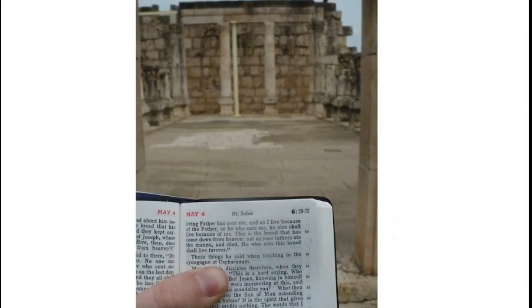It says here in the Gospel of John, these things Jesus said, when teaching in the synagogue at Capernaum. This is the bread of life discourse. So a newer structure of the synagogue, but probably in the same place as the old synagogue of Capernaum, and probably looked much like this, except a little bit smaller.